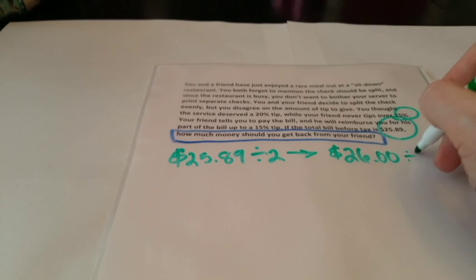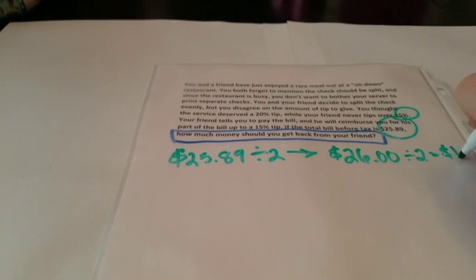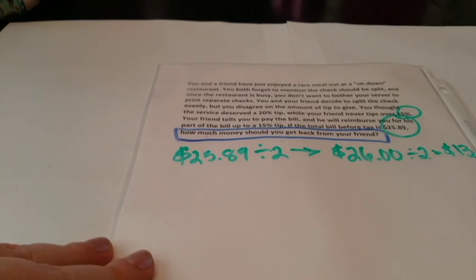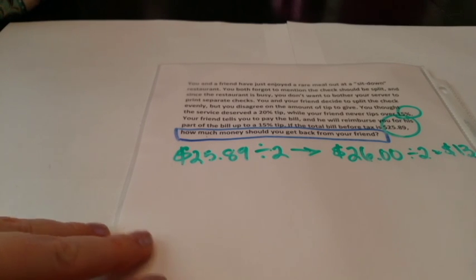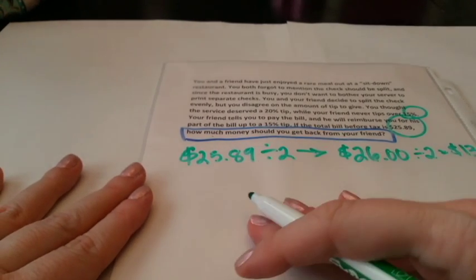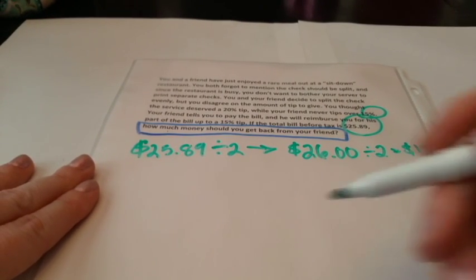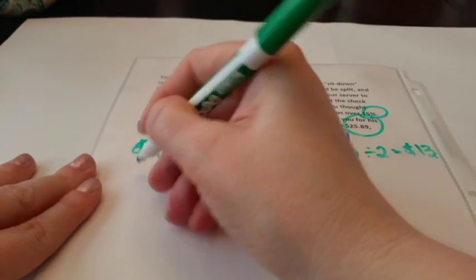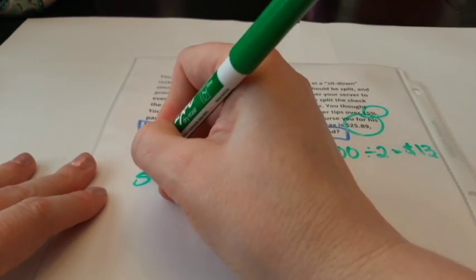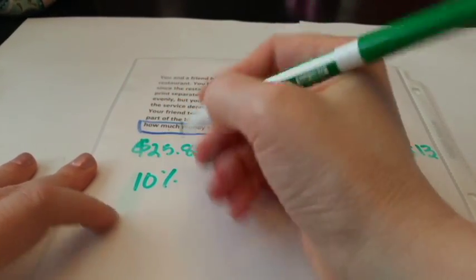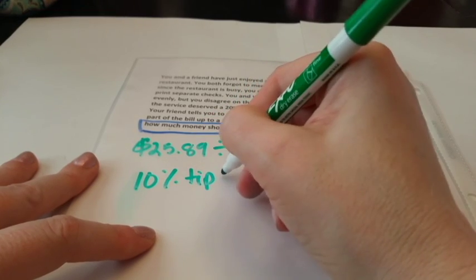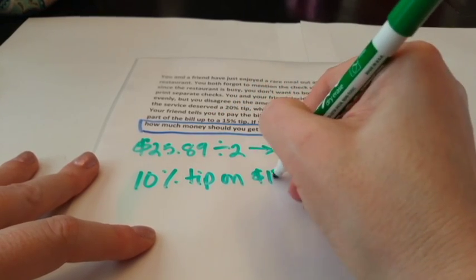And then half of that is $13. Okay? So that's the amount we're going to use to figure our tip. And again, I think it's all about using nice numbers. So I'm going to first start with what would be a 10% tip on $13.